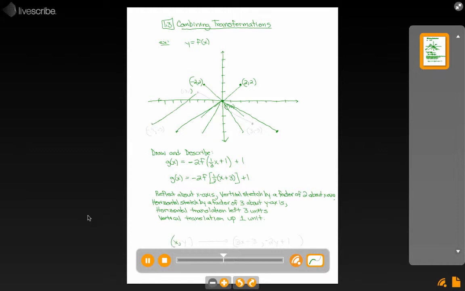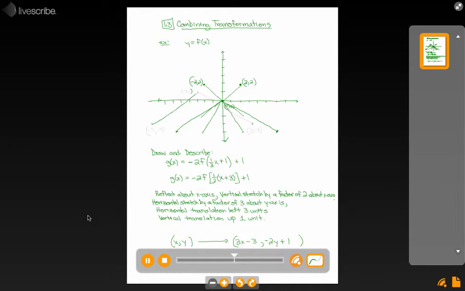Sometimes people like to describe the transformations with mapping notation. So what altogether is going to happen to point x, y? Well, x is going to be horizontally stretched by a factor of 3, so I have 3 times x. It's also going to move left 3 units, so I then need to take 3 away from the x. The reflection about the x-axis is going to change the sign of the y-coordinate. It's also going to be vertically stretched by a factor of 2, so I'll have negative 2 times y. And then I need to go up 1 unit.